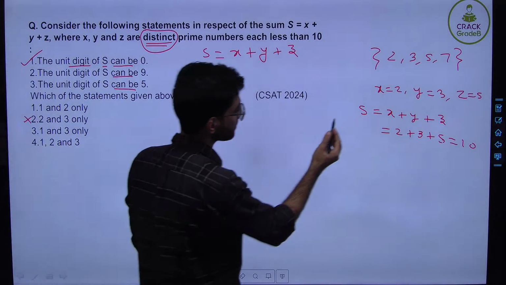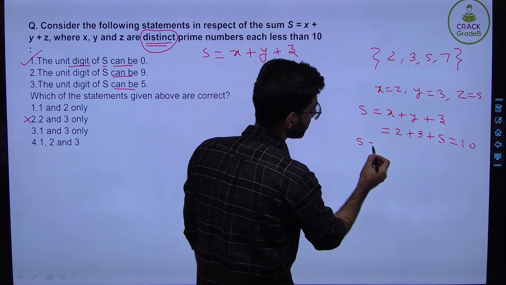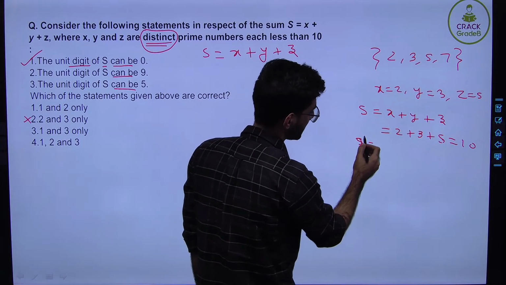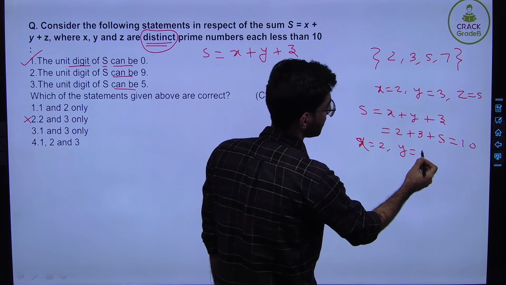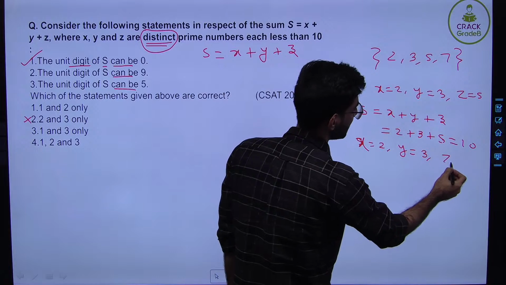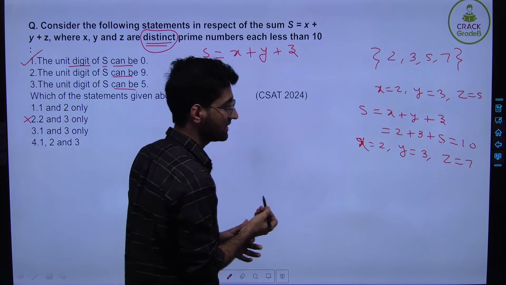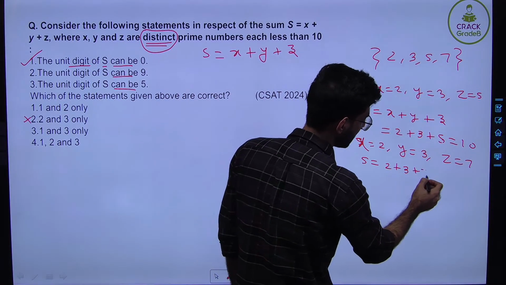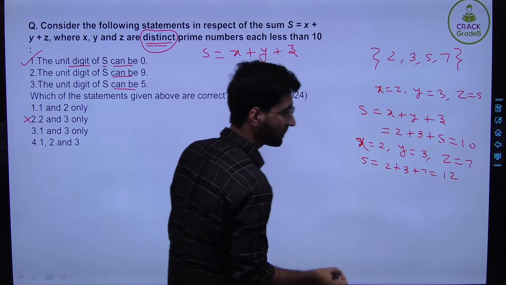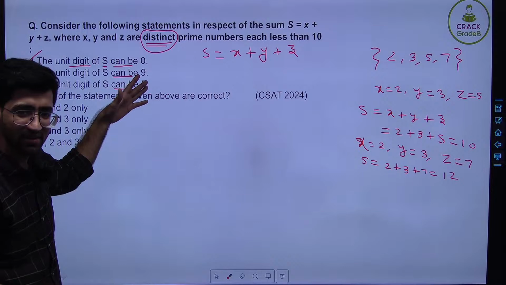Now we will also have to check statement 2 and 3, right? Let us take another case, that x equal to 2, y equal to 3 and z equal to 7. So obviously s will be equal to 2 plus 3 plus 5... sorry, 2 plus 3 plus 7 equal to 12. Means the unit digit can be 2. No, it has not been mentioned in any of the cases.